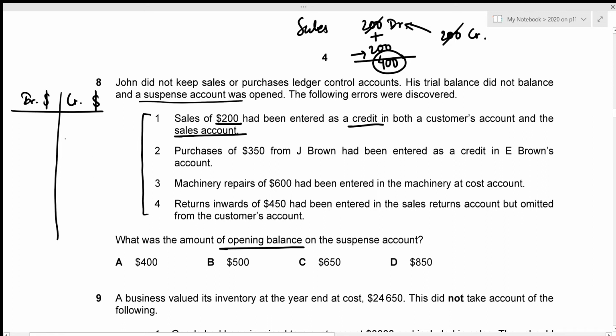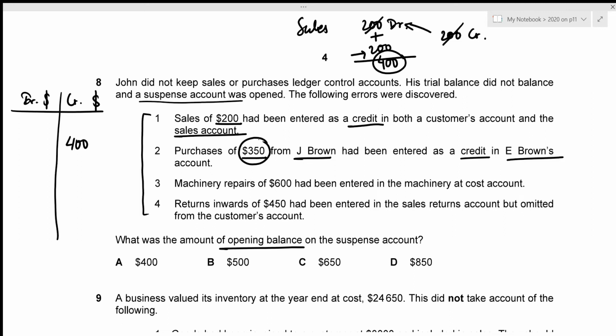So that's going to be 400. Okay, then for the second one, we have purchases of 350 from J. Brown, which had been entered as a credit in E. Brown's account. So this purchases of 350 has been treated as the purchases itself, but it just has been recorded under the wrong customer's account.